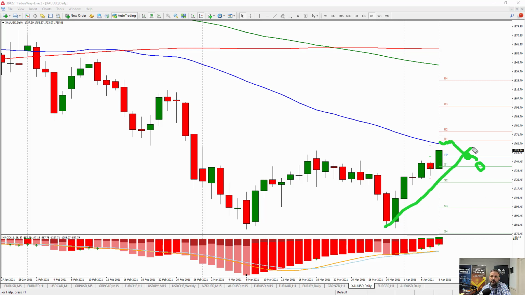And you can use trend lines too. If it comes back, hits this pivot, and breaks this, well, then I'm looking for it to go to the support 1. If it breaks support 1, I'd be looking for it to go to support 2.